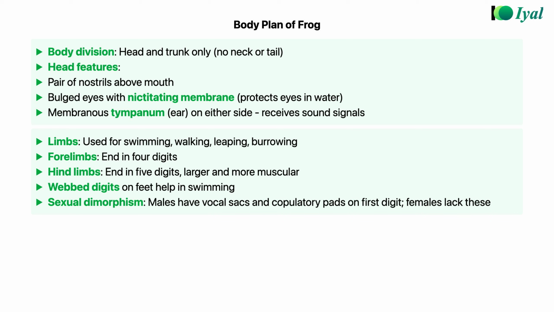Now, here's how you can tell males from females. Males have sound-producing vocal sacs and special copulatory pads on the first digit of their forelimbs. Females don't have these features. This difference between males and females is called sexual dimorphism.